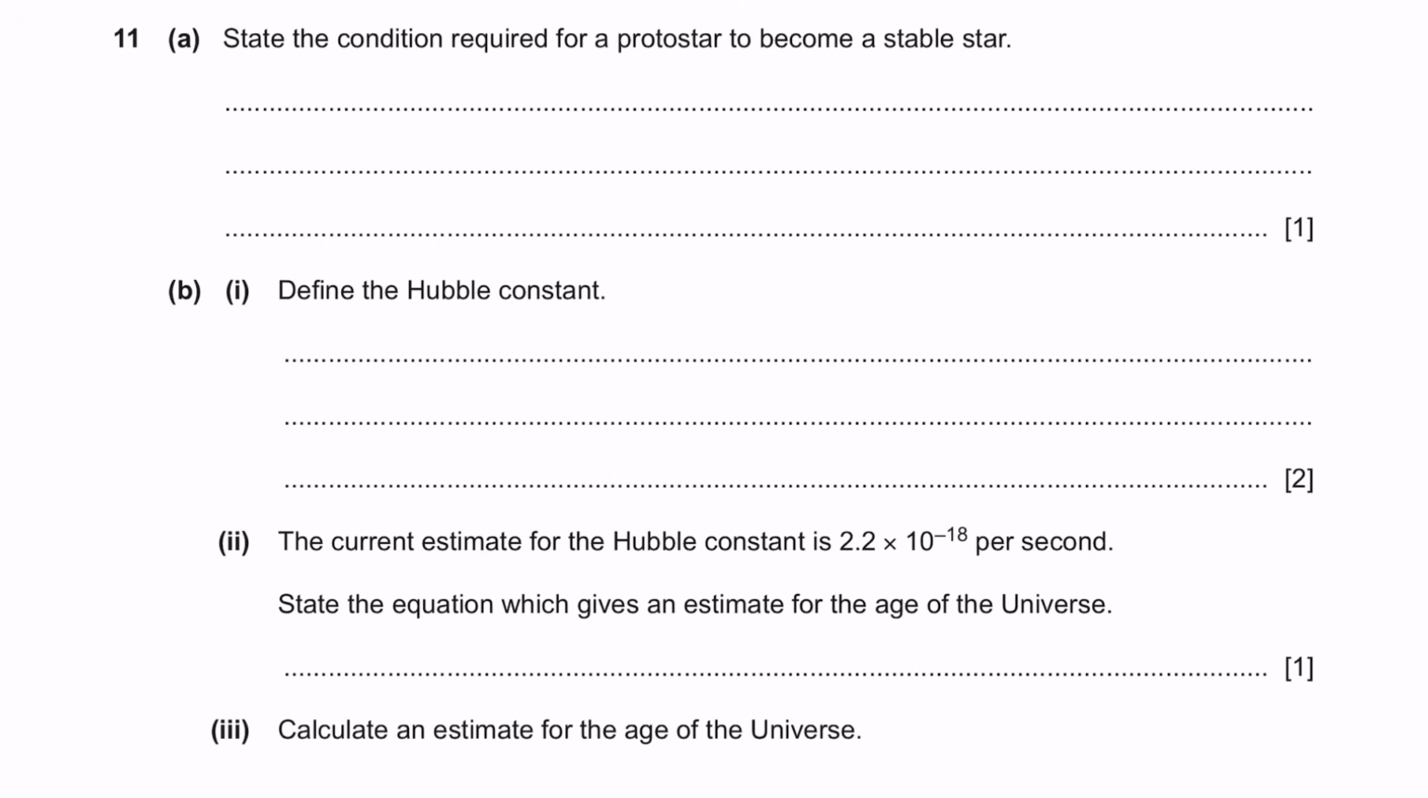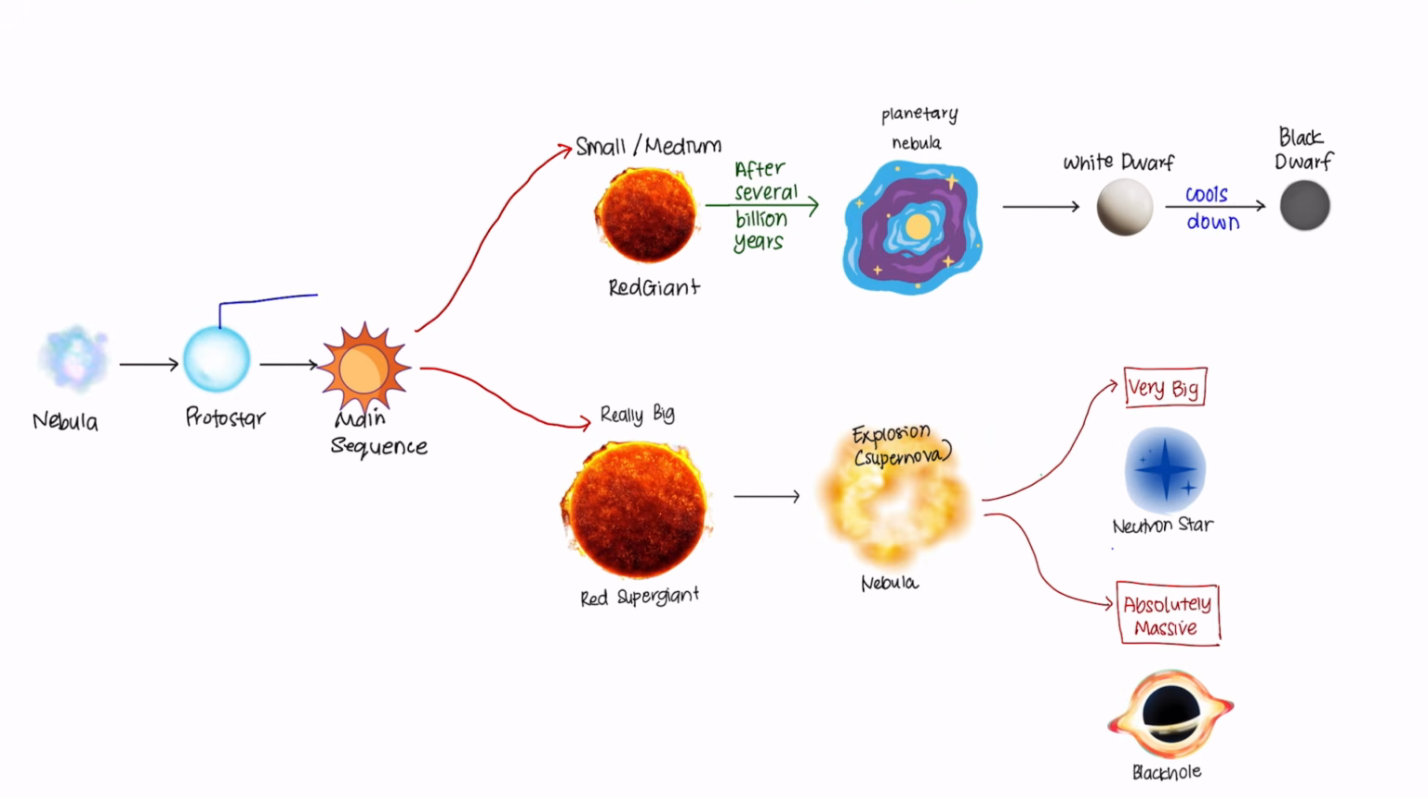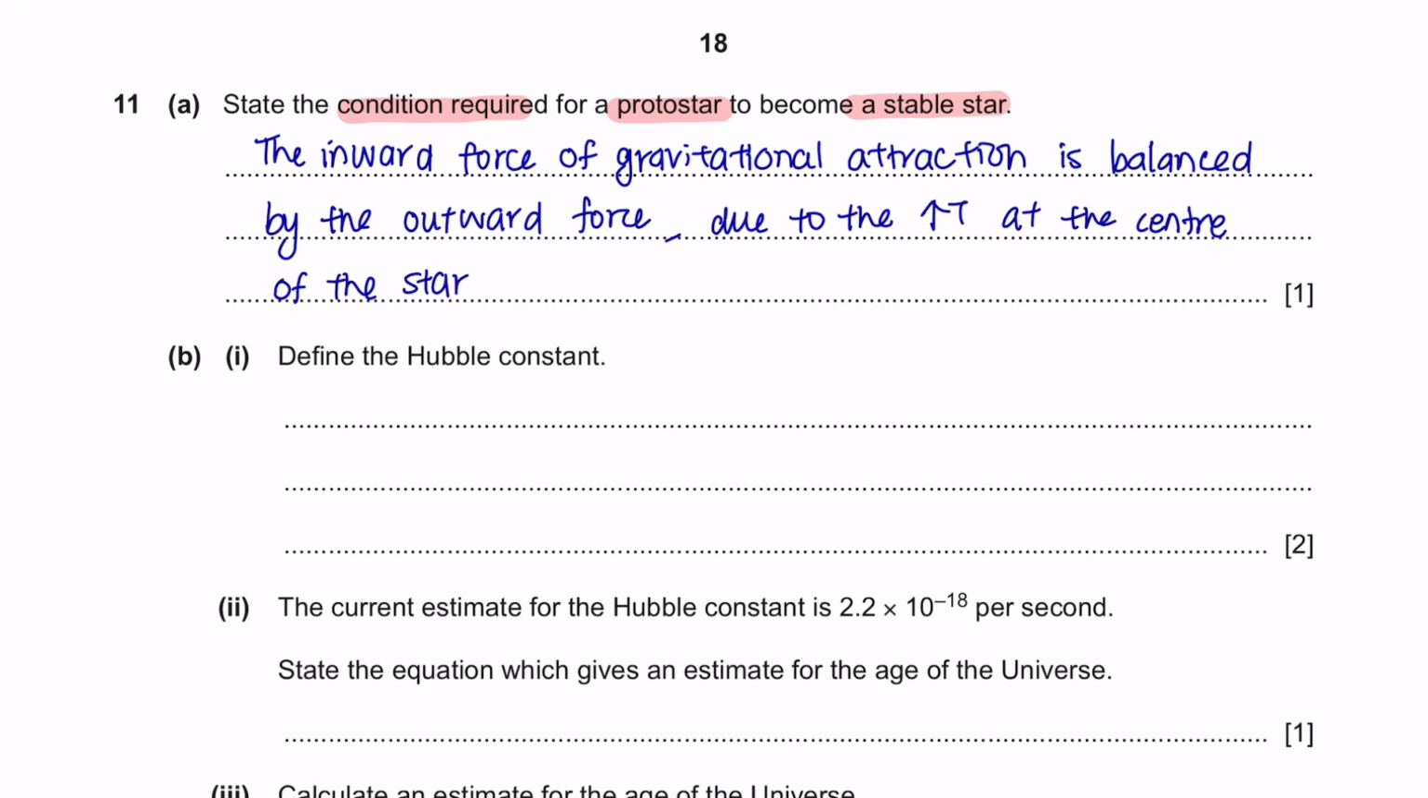Question 11, part A. State the condition required for a protostar to become a stable star. For a protostar to turn into a main sequence star, the inward force of gravitational attraction is balanced by an outward force due to the high temperature in the center of the star. Next, question B, part 1.